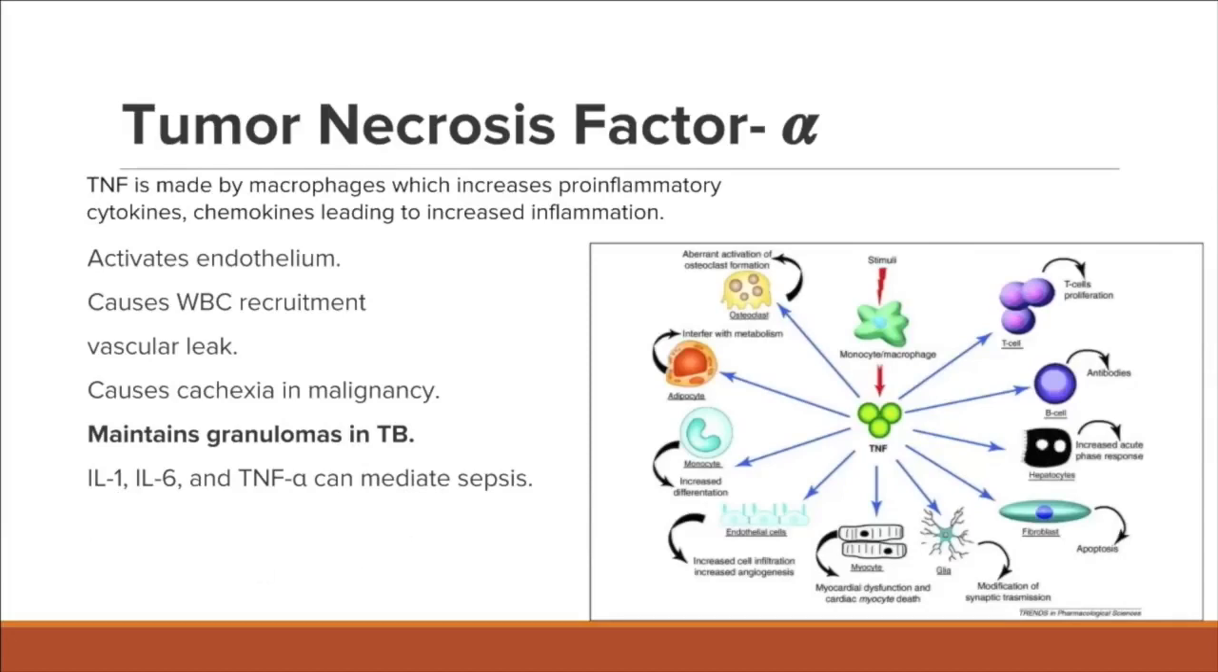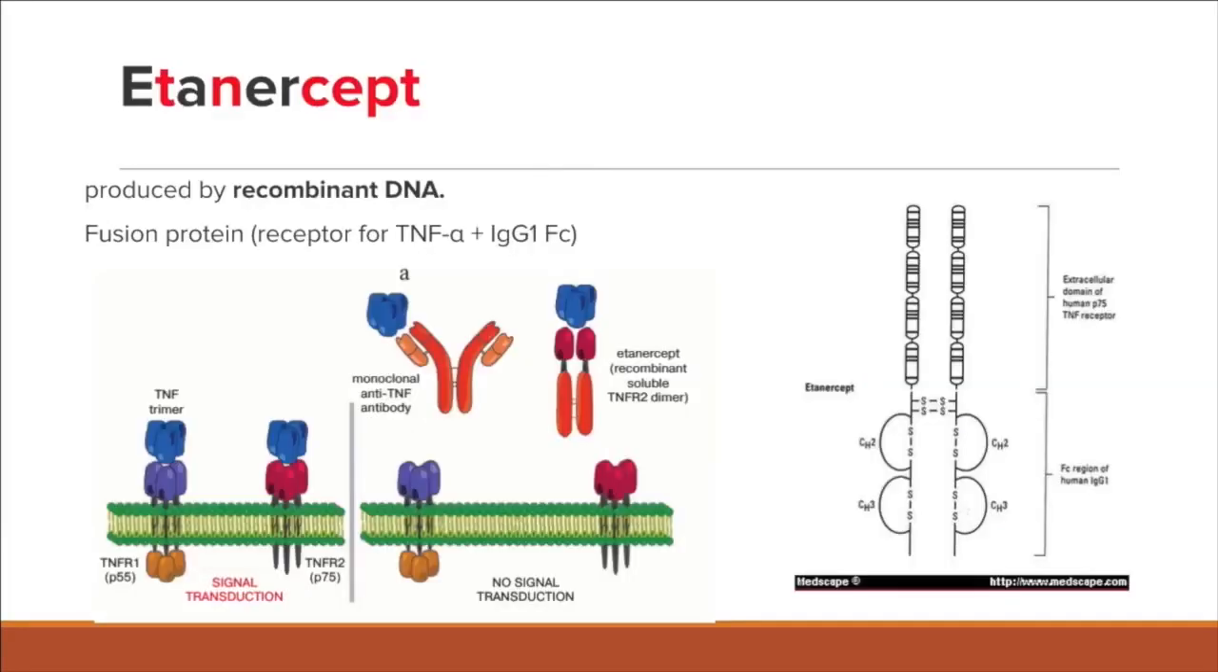Now that we've seen the effects of tumor necrosis factor alpha, now we can further understand how drugs such as etanercept work. Well, what is etanercept? Well, etanercept is produced by recombinant DNA. Now let's study etanercept in a little more detail.